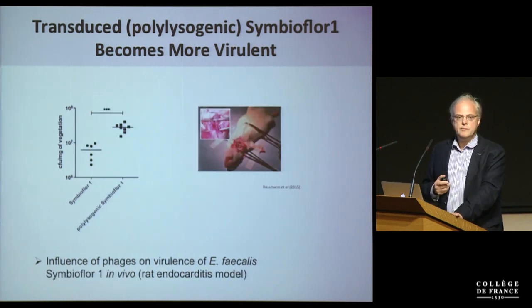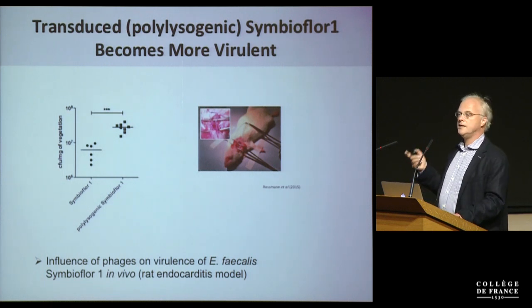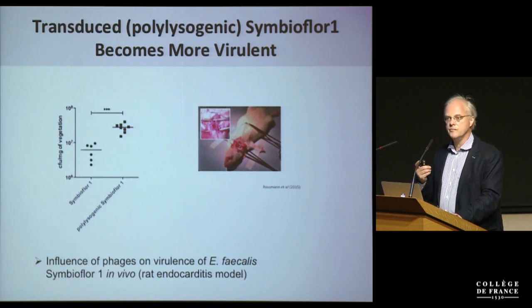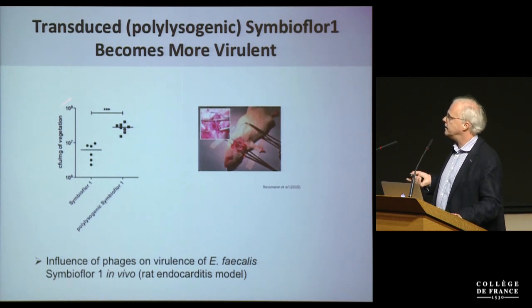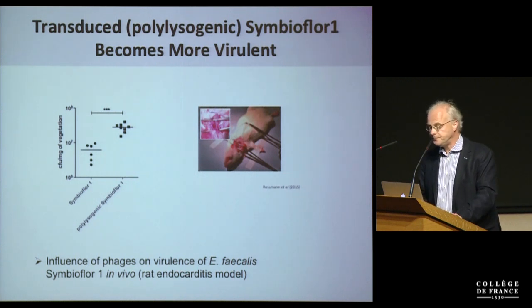We did the same experiment in a different animal model. This is a rat endocarditis model where you expose the carotid artery here. You put a catheter into the left heart, secure it, close the mouth, and then the next day you inject the bacteria through the tail vein. And this forms nice vegetations. It's really a model that looks very much like human endocarditis. And as you can see here, again, we could show that the CFU per milligram of vegetations was significantly higher in the transduced probiotic strain.